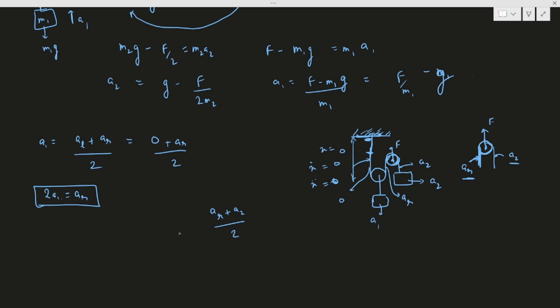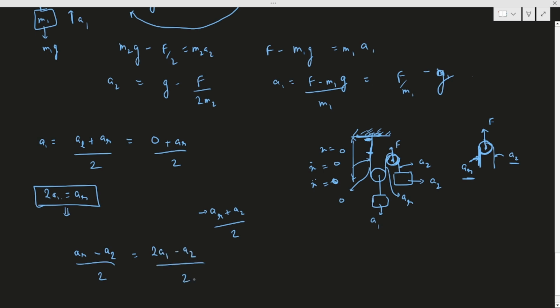We know the value of AR from this equation. And one thing, AR is in the upward direction, so AR will be written with a positive sign, and A2 is in the negative direction. So AR minus A2 by 2. So this will be equal to (2A1 minus A2) by 2, the acceleration of this pulley.